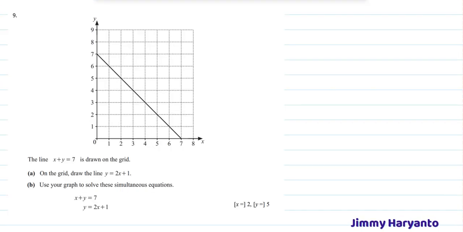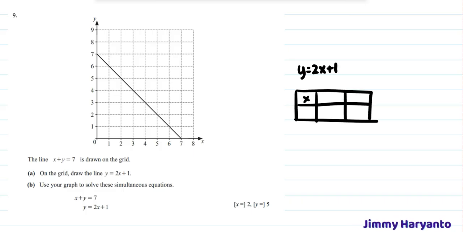For question 9, the line is x plus y equals 7. Use the grid to draw y equals 2x plus 1. Okay, how do you draw y equals 2x plus 1? Of course, you can create a table like this. This is x and y. When x equals 0, that means 2 times 0 plus 1 equals 1. When x equals 5, let's say, 2 times 5 plus 1 equals 11. Unfortunately, we don't have 11 right there. So that means this one is too much. Let's say 4. 2 times 4 plus 1 equals 9.